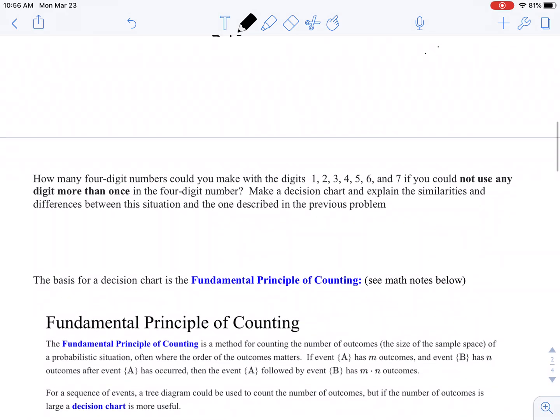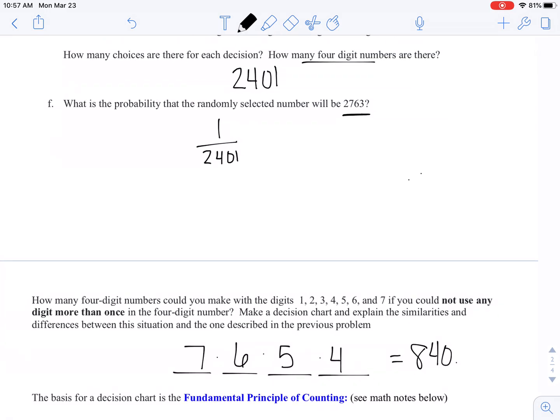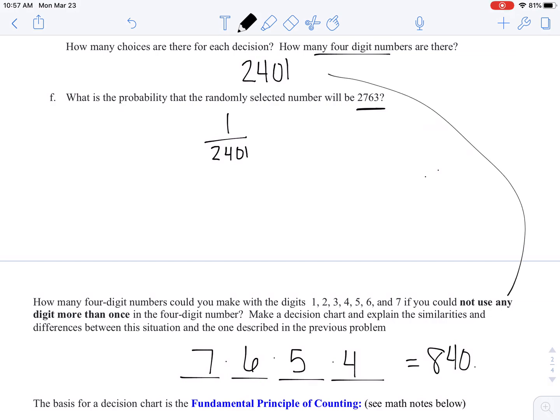Okay. How many 4-digit numbers could you make out of the same digits if you could not use them more than once? So I would make my decision chart again. I would have 7 choices for my first decision, but because I cannot use numbers more than once, I would only have 6, then 5, then 4. So that leaves me with 840 possibilities. The previous problem had 2,401 because I could reuse some numbers. I had many more choices.